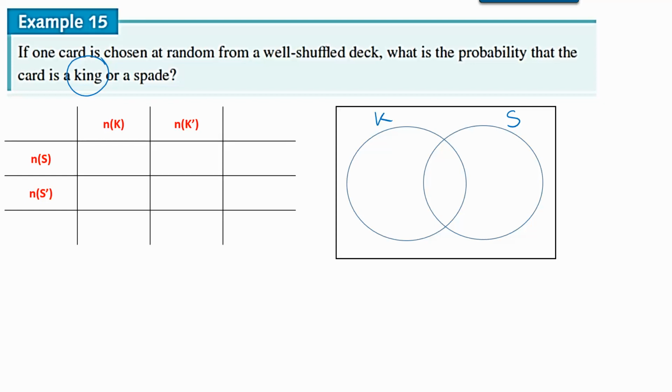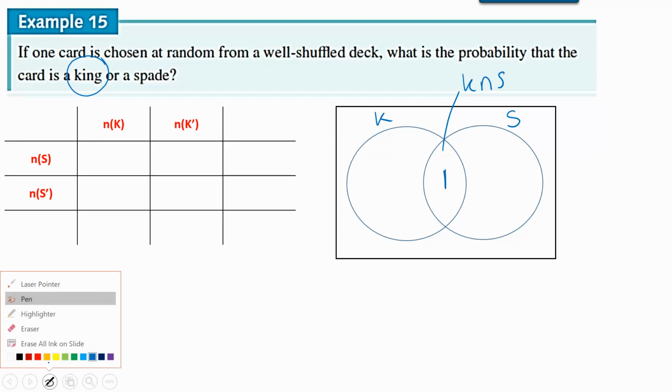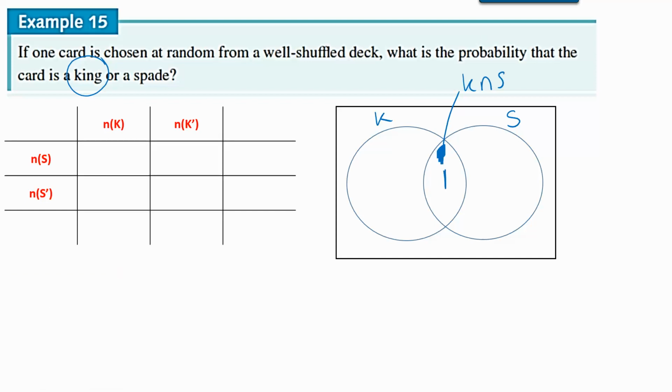How many? Someone said 1. Yes, 1. We know there's only 1 card that is a king and is also a spade. So this region here represents king and spade. The middle. Okay, so the one I've just highlighted, right here.